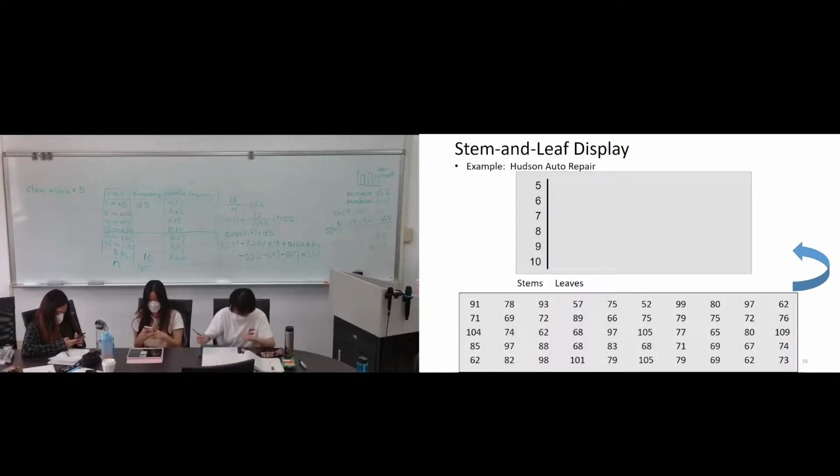From 100 to 109, we'll put 10 here. So in the stem, we put 5, 6, 7, 8, 9, 10. And then on the right side of the vertical line, we put the leaf. For example, there are 152 and 157 here, so we put 52, 57.